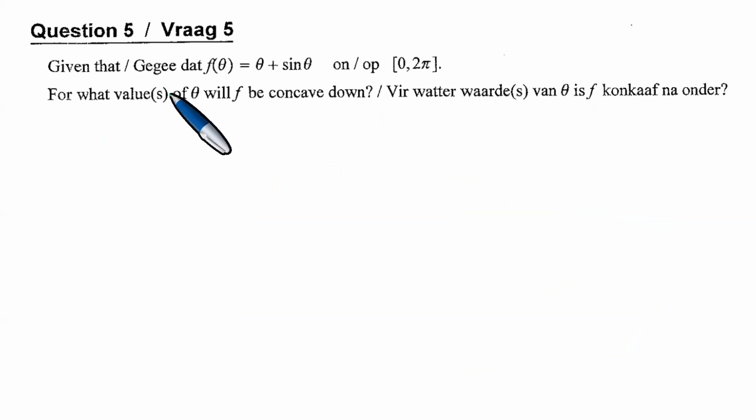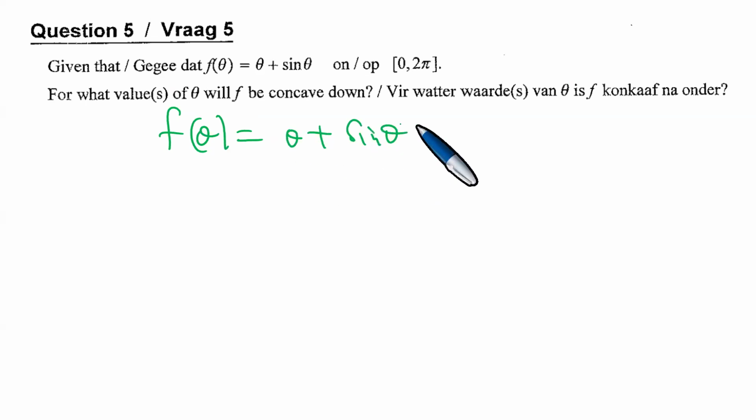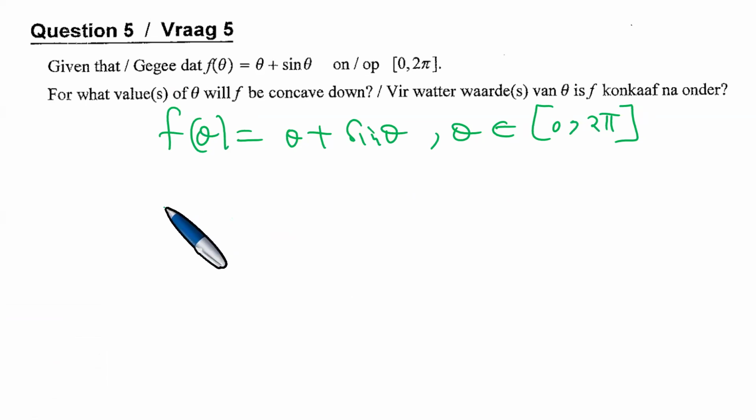Question 5. Given that f of theta is theta plus the sine of theta, whenever theta is an element of the interval 0 to 2 pi. For what values of theta will f be concave down?